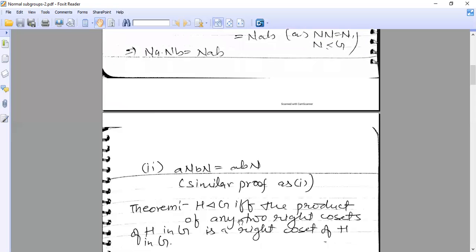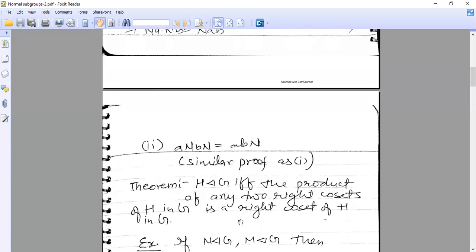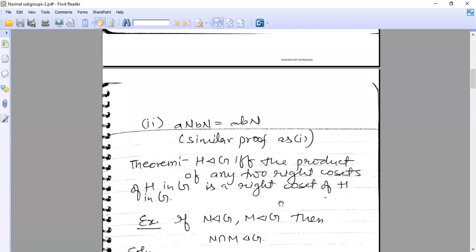So now this becomes a necessary and sufficient condition for a subgroup to be a normal subgroup. We are saying that H is a normal subgroup of G if and only if the product of any two right cosets in G is a right coset of H in G. You multiply any two right cosets, and it gives you again a right coset. Then such a subgroup will be a normal subgroup.